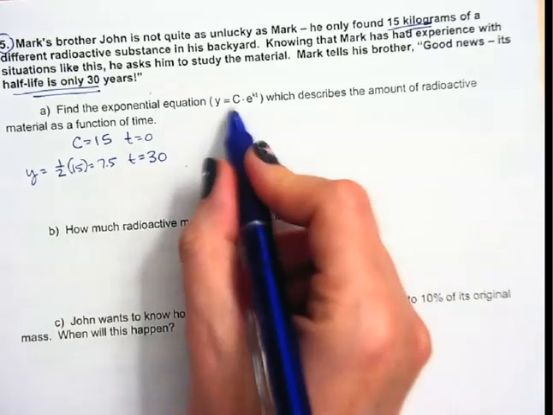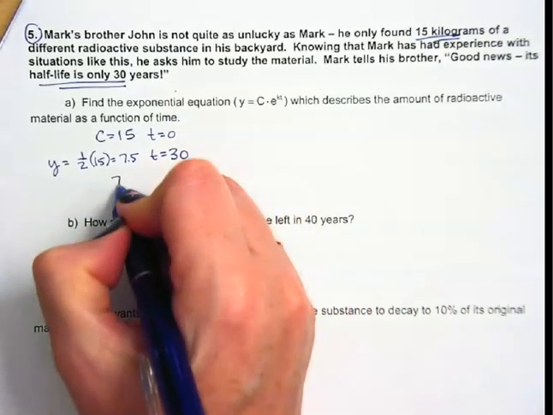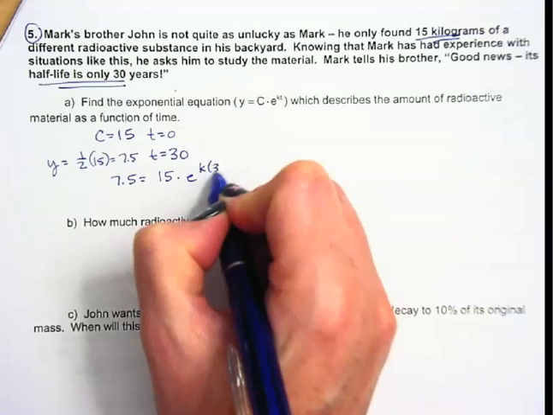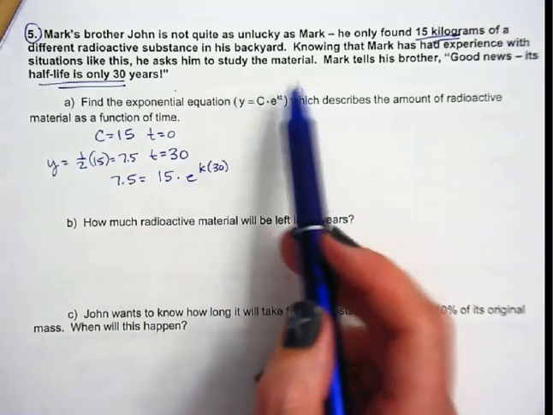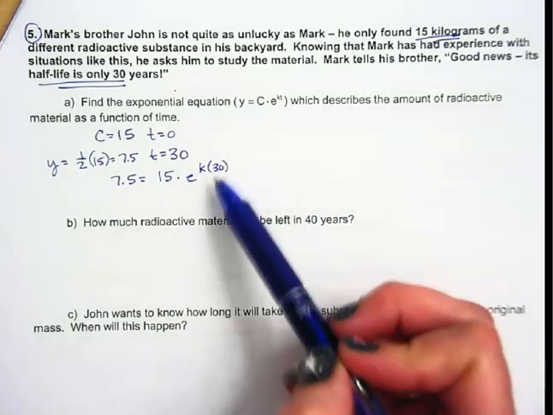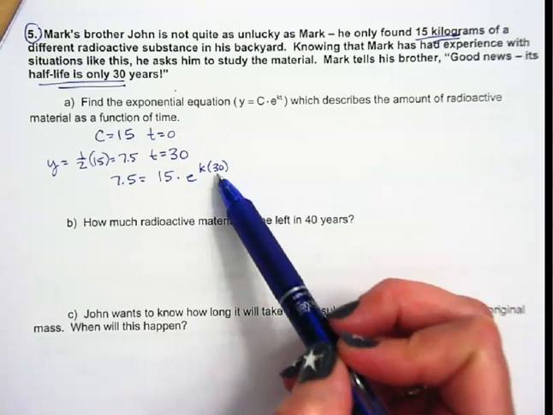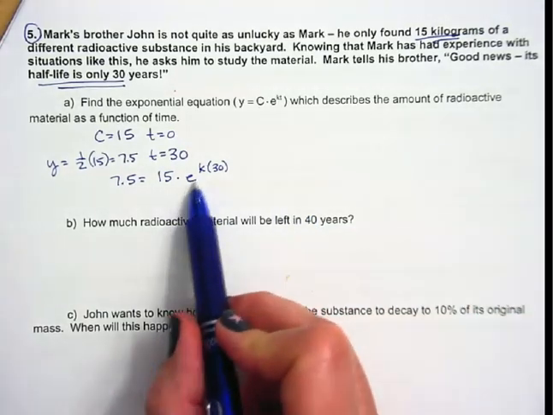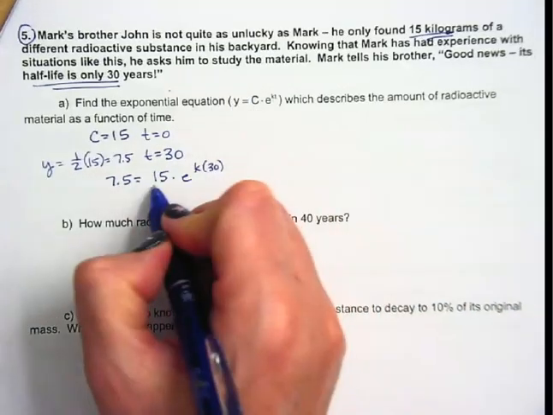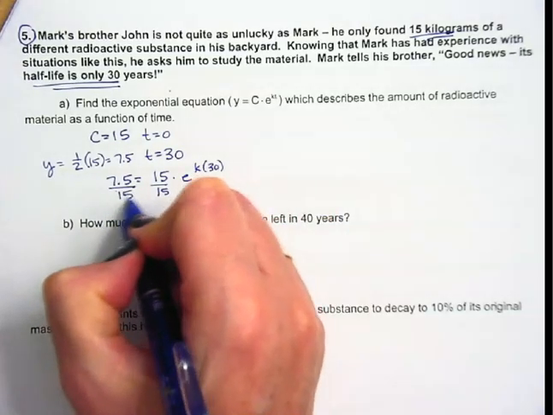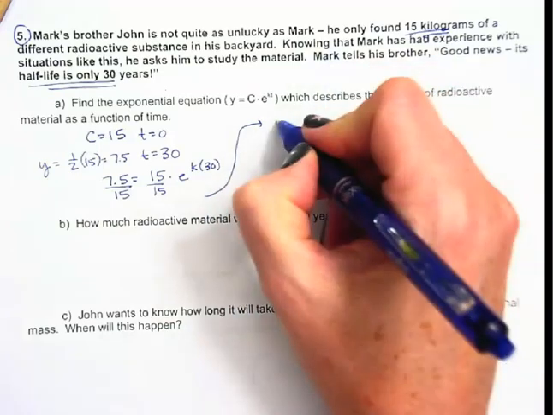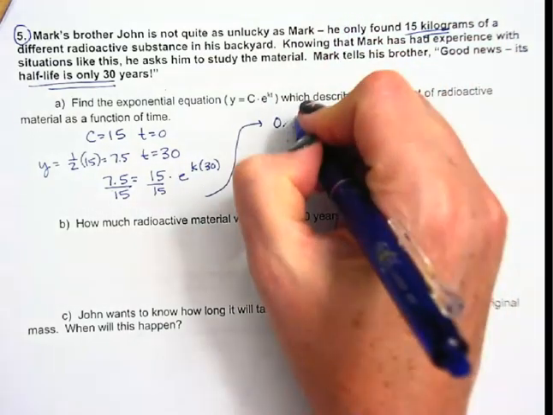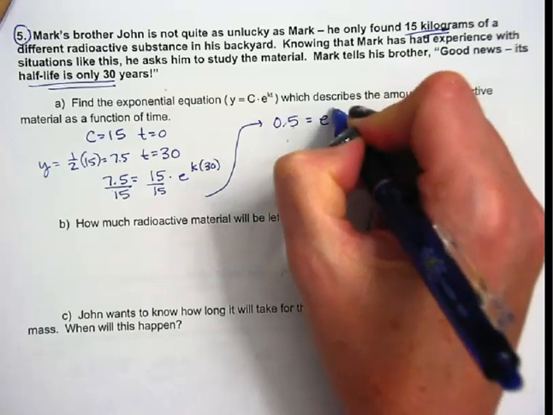So now we're going to plug these things in. We've got 7.5, the Y value, equals 15 times e to the k times t, which is 30. And notice 30 years hasn't passed. We just know that 30 years is the half-life. So we're going to use it to figure out the rate of decay. So I need to divide both sides by 15 to isolate the exponential piece. So this gives me, sorry, it's a half, 0.5 equals e to the 30k.